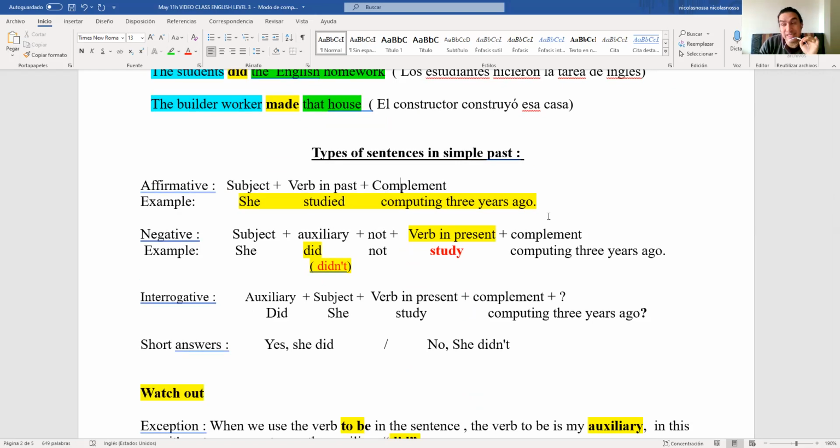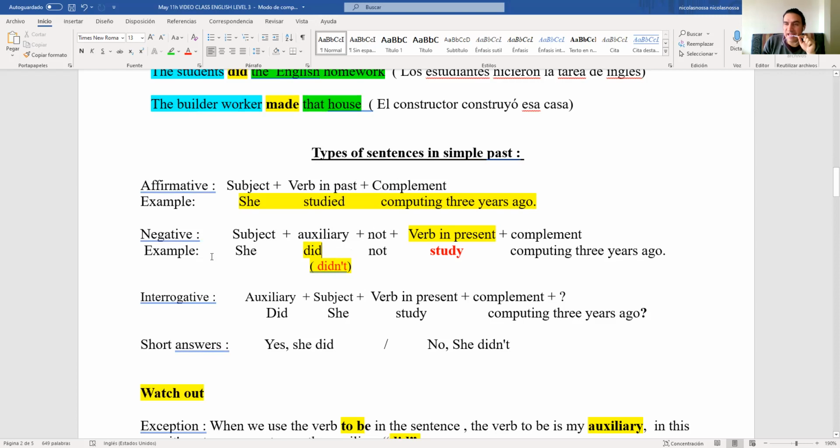Affirmative. Si quiero negar eso, si quiero decir que ella no estudió, o que ella no fue, o que ella no visitó, o que ella no tenía, lo que sea, negative, in the simple past, we need an auxiliary, okay? So the auxiliary here is the did, is the auxiliary for simple past. Okay?